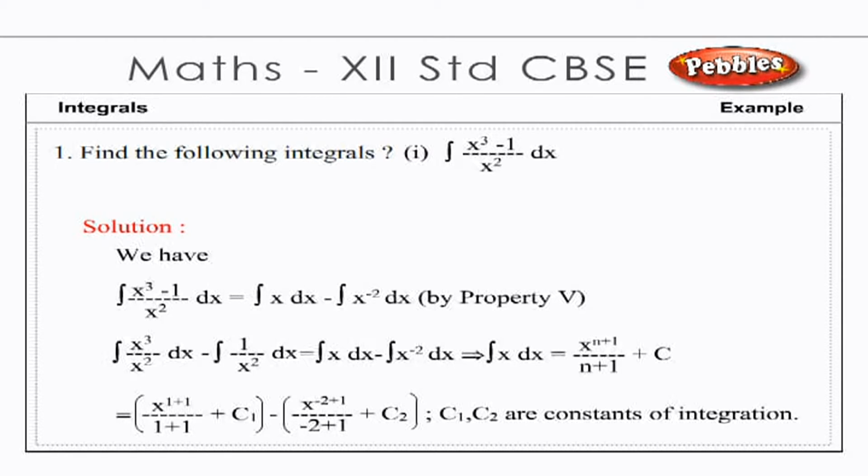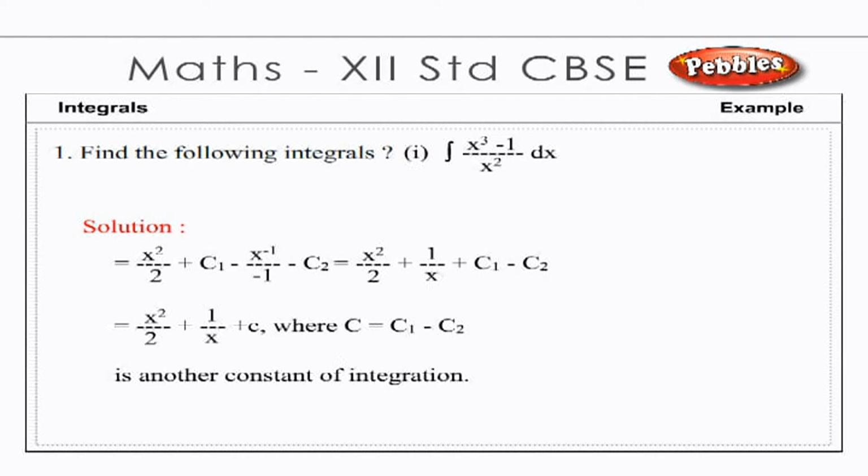The integral of x^n dx equals x^(n+1)/(n+1) plus c. So this equals x^(1+1)/(1+1) plus C1, minus x^(-2+1)/(-2+1) plus C2, where C1 and C2 are constants of integration. This equals x square by 2 plus C1 minus x^(-1)/(-1) minus C2, which equals x square by 2 plus 1/x plus C1 minus C2, equal to x square by 2 plus 1/x plus c, where c equals C1 minus C2 is another constant of integration.